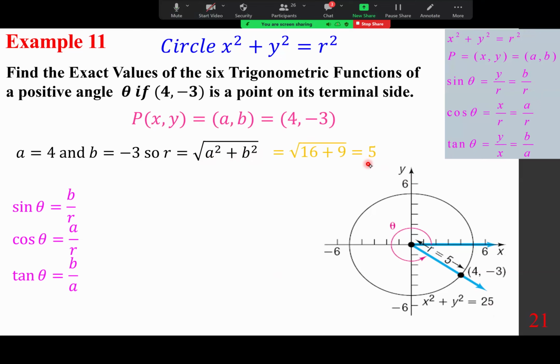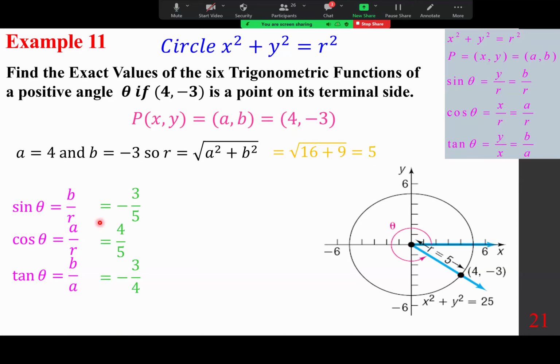And tangent is b over a. It really makes no difference. So minus 3 over 4, because both of them have the same denominator. So those are very straightforward, just following the formulas. The rest of them are the reciprocals.